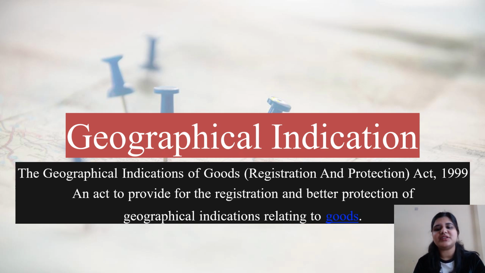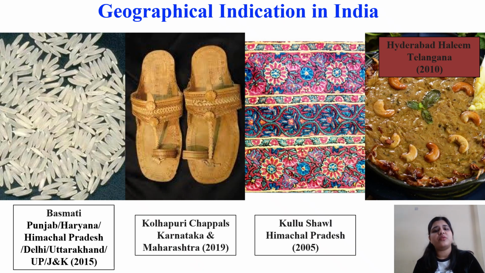Before delving into the sections of this act or understanding the meaning of geographical indication, let us have a look at a few examples for better understanding. In this slide we have examples of geographical indications in India that are very famous. We have basmati rice that is used in day-to-day households. We can find this in the states of Punjab, Haryana, Himachal Pradesh, Delhi, Uttarakhand, Uttar Pradesh, Jammu and Kashmir. And this basmati rice was registered collectively by all these states in the year 2015.